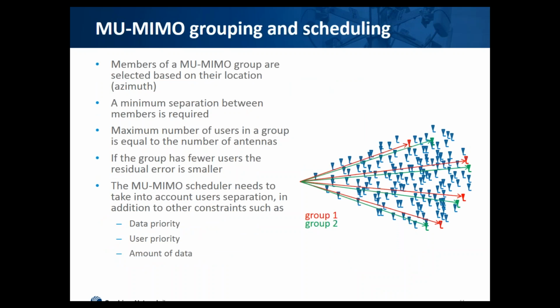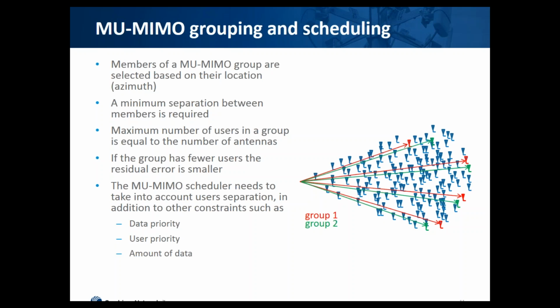In this plot, we see a large number of users in a sector served by one access point. The red and green users are an example of two groups that can be formed. For each of the two groups, the users are spaced enough, meaning that their location in azimuth is far enough that when the access point forms the beams, they're sufficiently spaced and not overlapping.